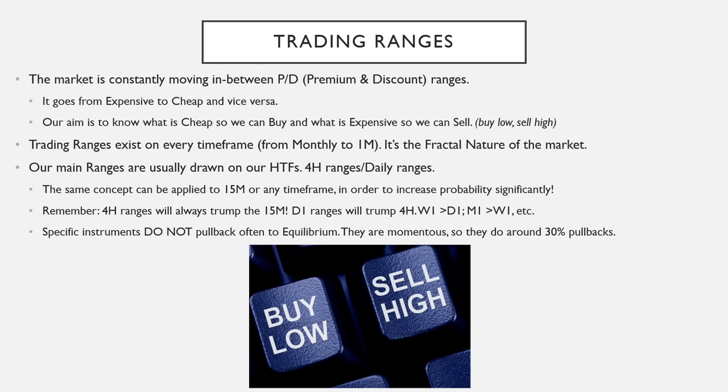Okay. Very important thing to note is that specific instruments do not pull back often to equilibrium, which is the 50% of the range, right? So they are very momentous. So you have to know your pairs and know that some pairs, for example, like gold, like volatile pairs, like GJ sometimes as well, they just go on and push and they do not pull back to 50%. They usually do around 30% pullbacks, okay?